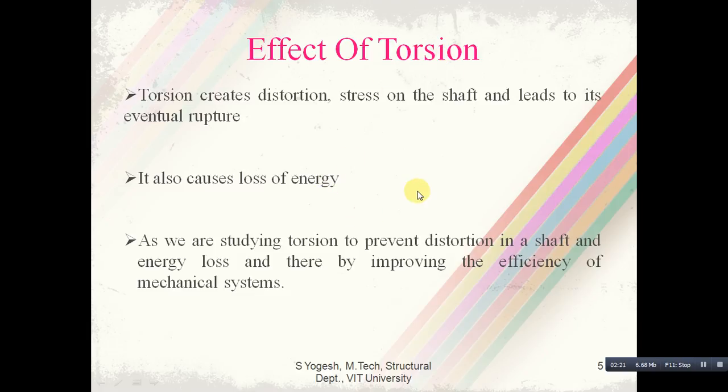Effect of torsion: torsion creates distortion. When a shaft is fixed at one end and free at the other end, if we twist from the free end, it gets twisted. While twisting, stress builds up in the shaft, which eventually leads to rupture. That causes loss of energy. We study torsion to prevent distortion in the shaft and energy loss, thereby improving the efficiency of the mechanical system.